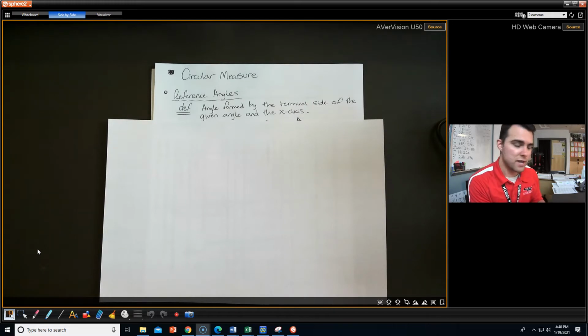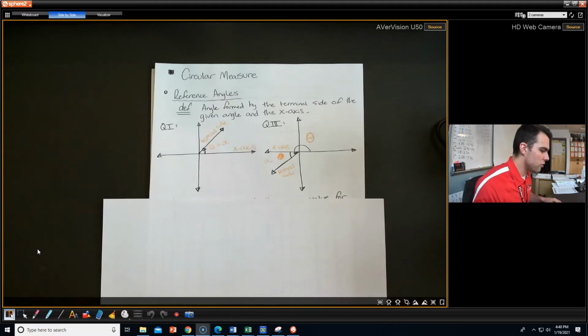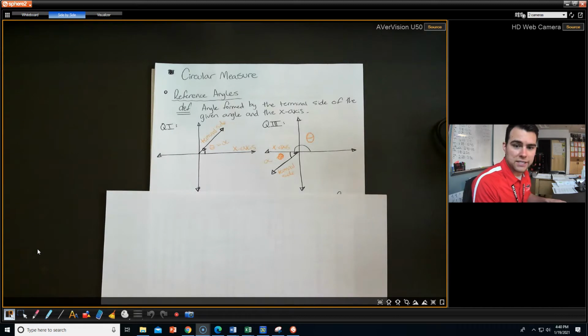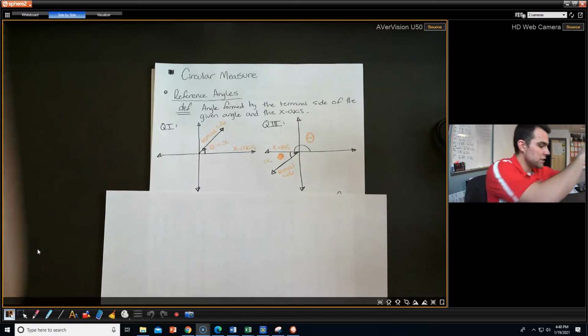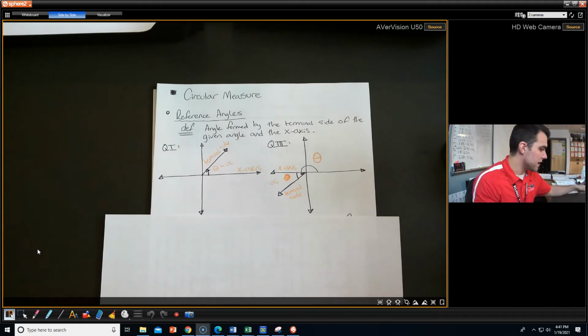into play. Okay, so let's talk about those, and then we're also going to talk about radian measurement, which is a little bit different than degree measurement. Okay, so a reference angle is an angle formed by the terminal side of the given angle and the x-axis. So I apologize for the color. It might be difficult to see, but I will point it out the best I can.